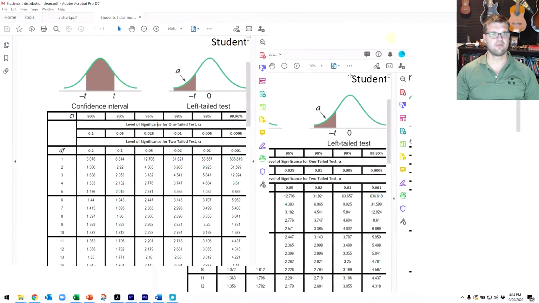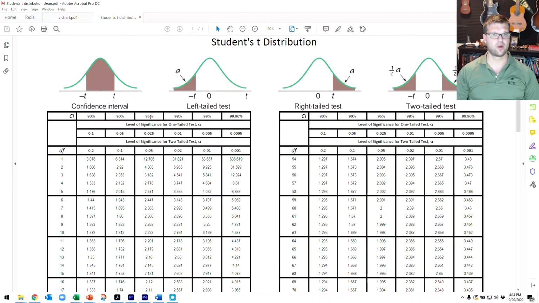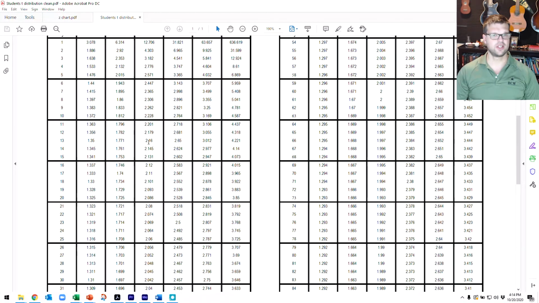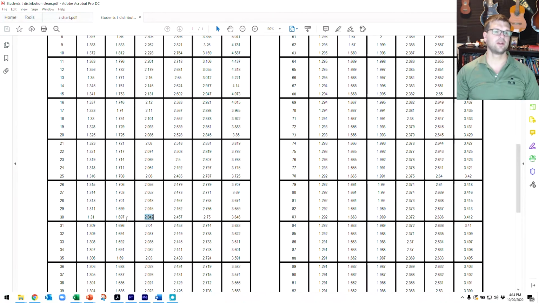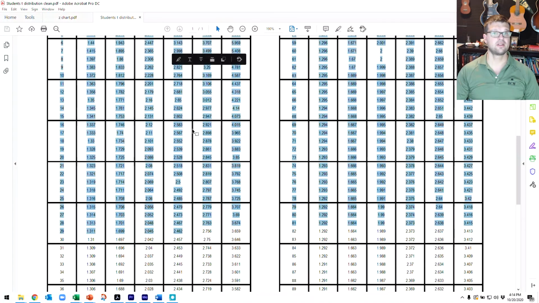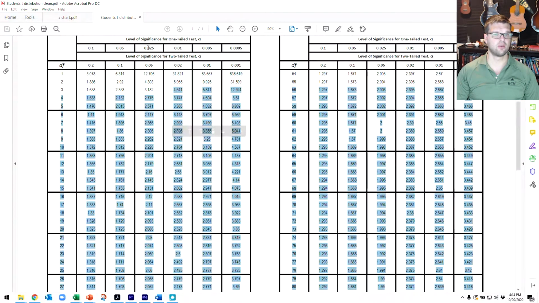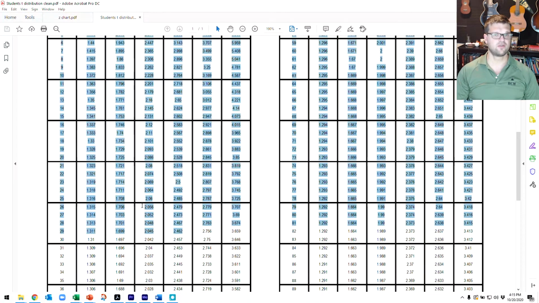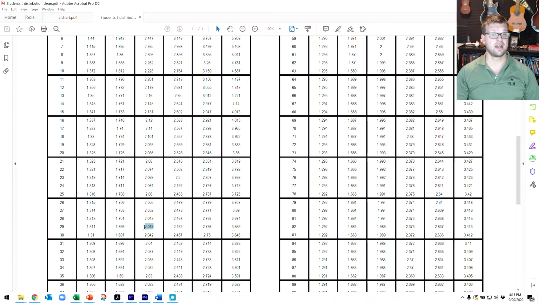So we've got a confidence interval of 95, and we are going to scroll on down to where we see 30 students. Now, we don't use 30 though, because we have 30 students, so the degrees of freedom is 29. We find the intersection of 29 and 95, which is going to come right down here.